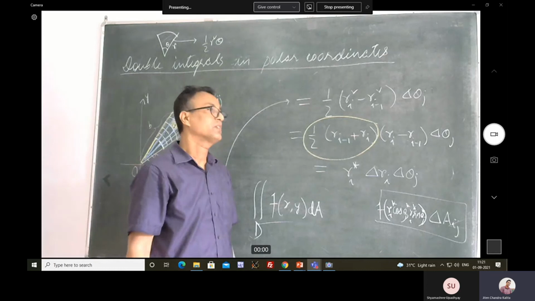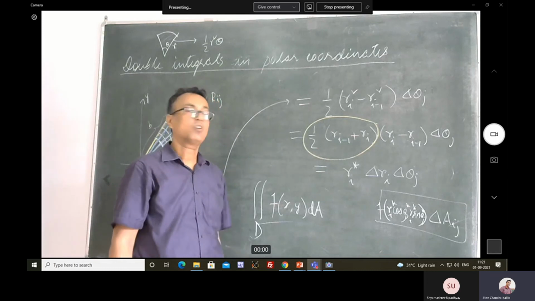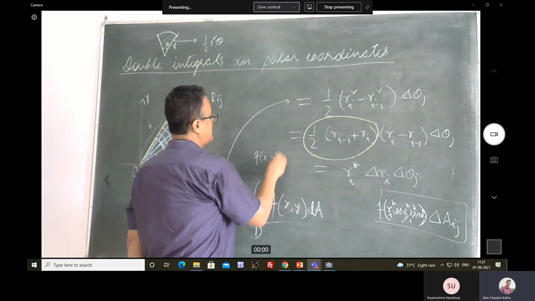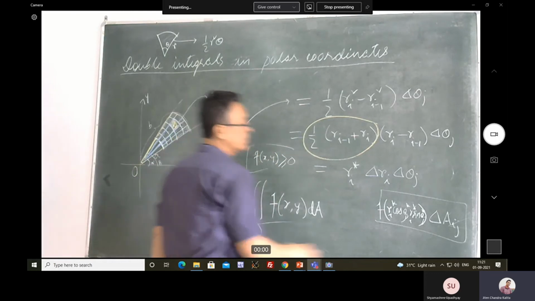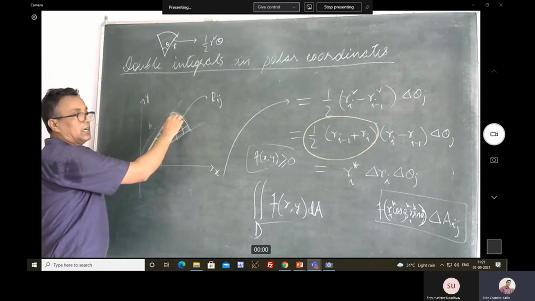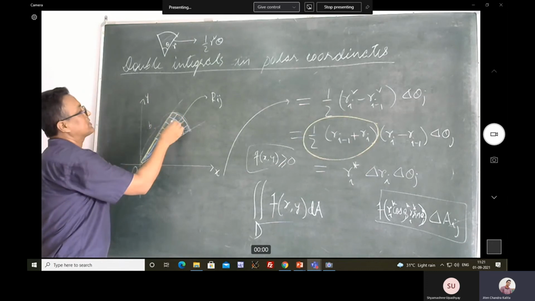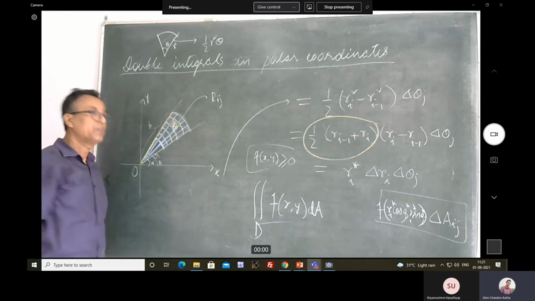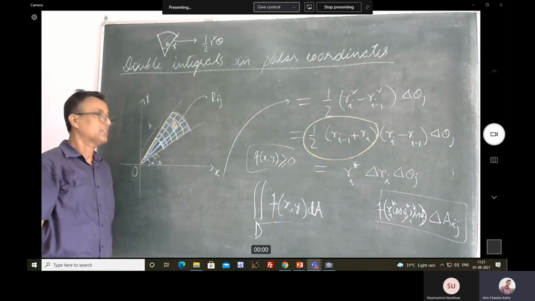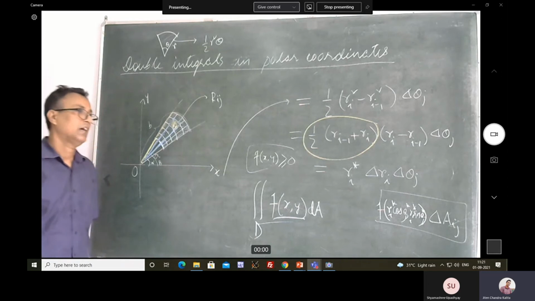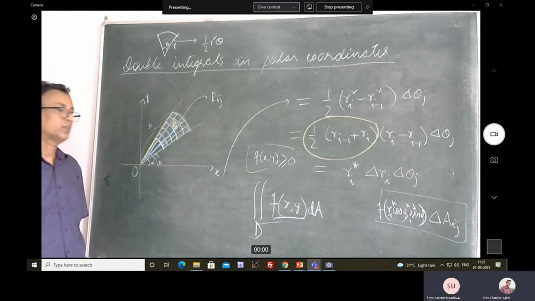Yeah. Fine. I'll be interested in this, and you know that it is going to represent the volume of the column. Of course, if I assume that f of xy is greater than or equal to 0, it is going to represent the volume of the column that lies above this subrectangle and below the portion of the surface given by the function f of xy. Okay. Right.